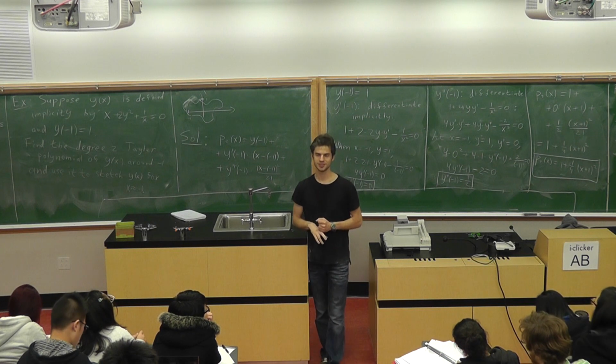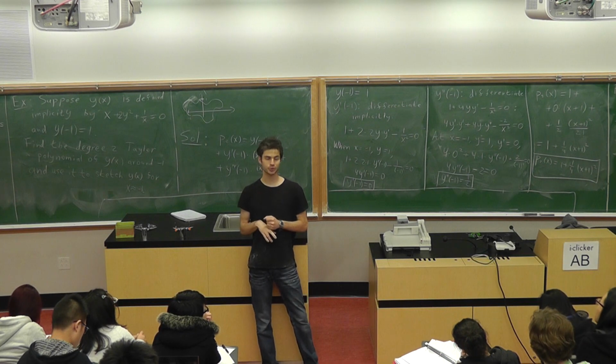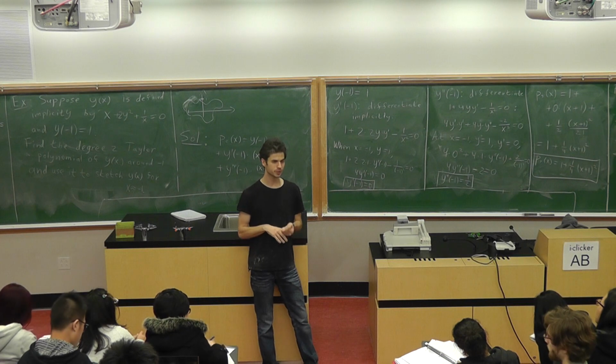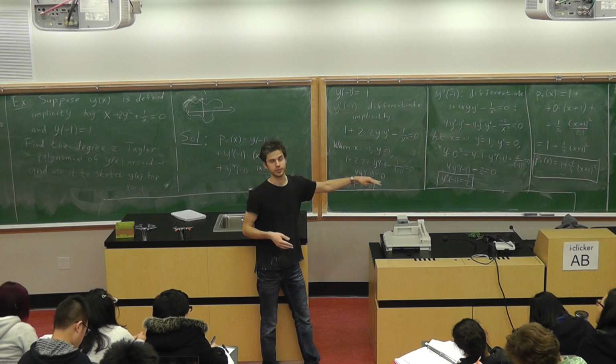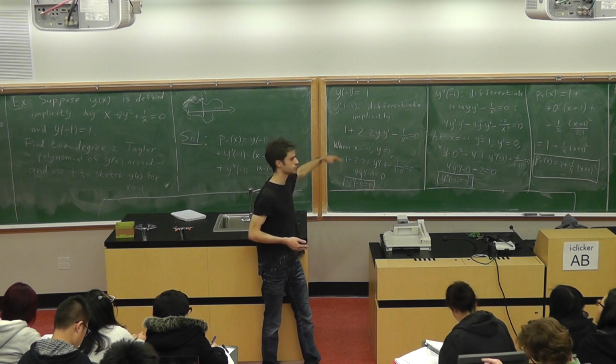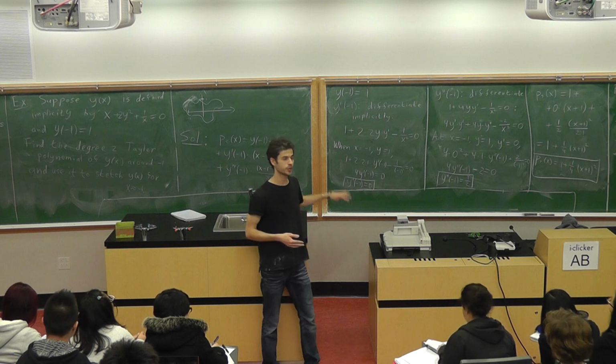Well, that's just the algebraic part of the question. How to find the second degree Taylor polynomial? We'll find the two derivatives and plug them in. To find the two derivatives, we'll differentiate implicitly 2 times and plug in the numbers.